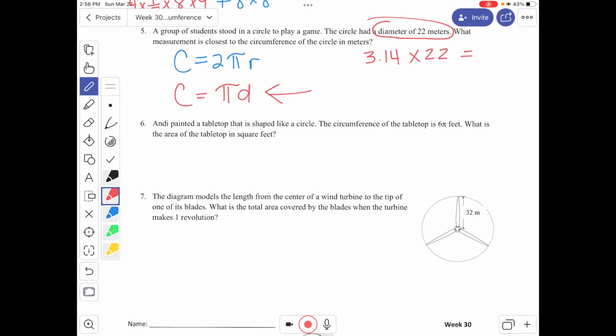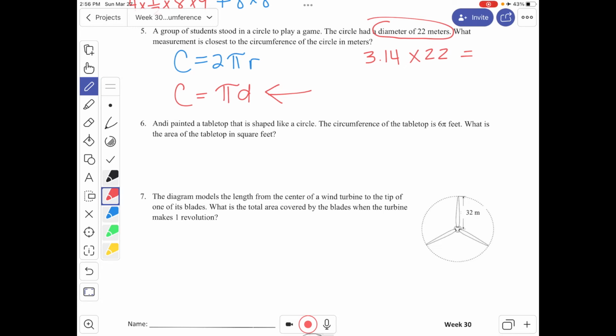Number 6. Andy painted a tabletop that's shaped like a circle. The circumference of the table is 6 pi feet. What is the area of the tabletop in square feet? Okay, we haven't seen a question quite like that before.